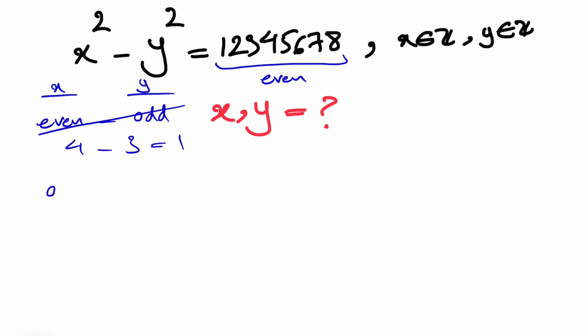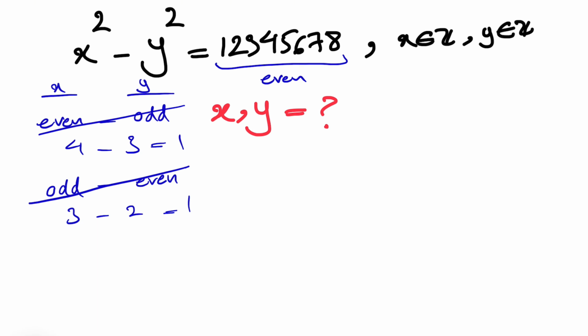Let's assume that we have our x odd. Again, x squared is also odd. And we're going to assume that this time our y is an even number. So the difference of an odd number and an even number, so 3 minus 2, is going to be 1, which is an odd number. On the right side, we need an even number, so this is not going to work too.